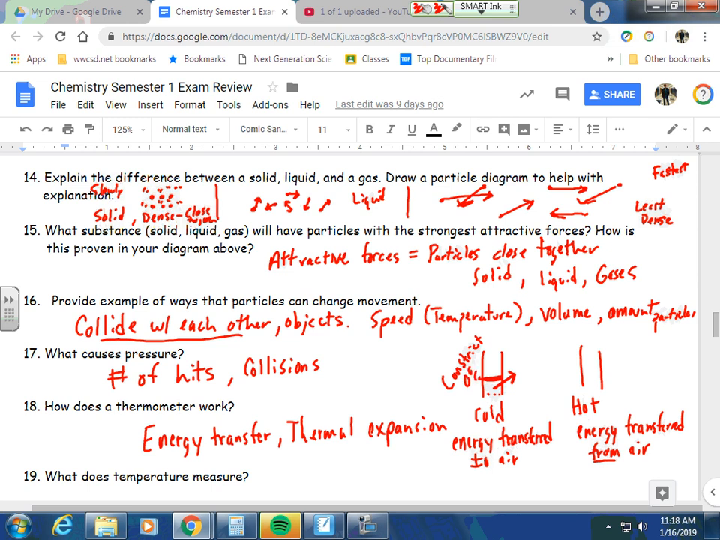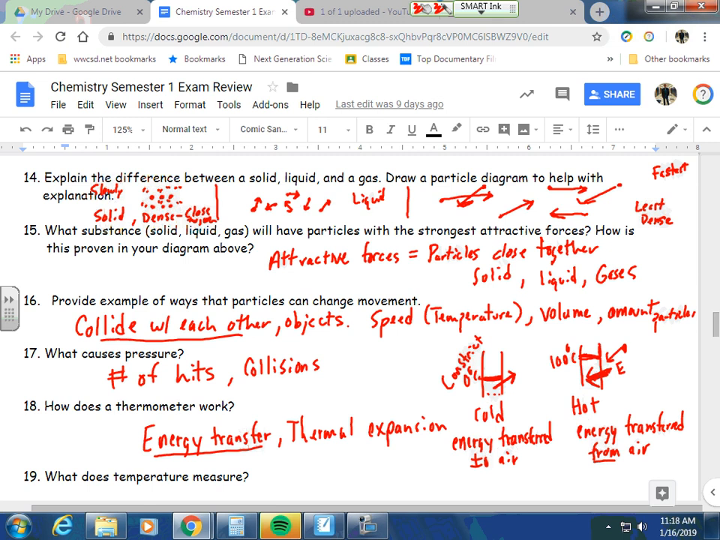So we'll have a lower level here, and we'll have a lower reading on the thermometer. But when it's hot, the particles outside have more energy, and they're going to transfer that energy into the liquid. That energy goes into the liquid, they're now going to move faster, spread out, and expand, which means the level of the liquid is going to go up, and that's going to give us a higher reading. And that's how a thermometer works. Energy transfer, either from the liquid to the air, or air to the liquid, or whatever the substance is we're measuring the temperature of.